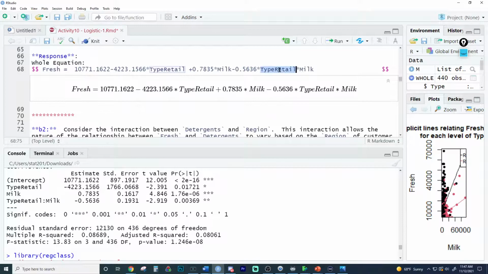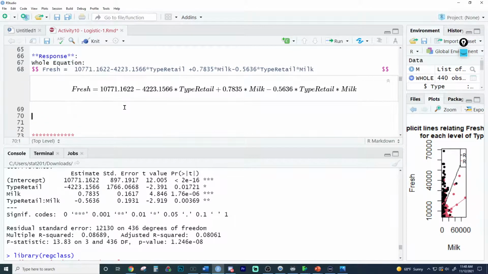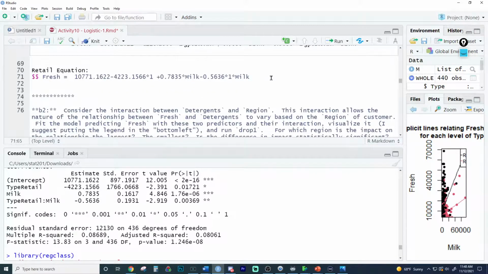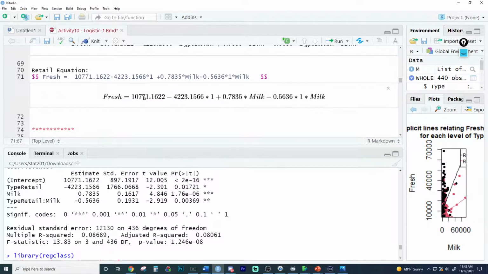Now, when you have indicators, and indicators are for categorical X's, we are going to talk about either it is the type retail or type restaurant. So what we have to do now is plug in only, so let's say the retail equation. If it's retail, we have to plug in a 1 right here. And what will this change? Look at the equation right here. You'll notice that you're timesing this by 1, so that just turns into that. And you're timesing this by 1, so this is just this right here.